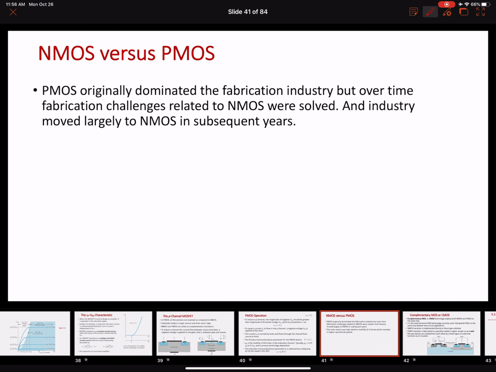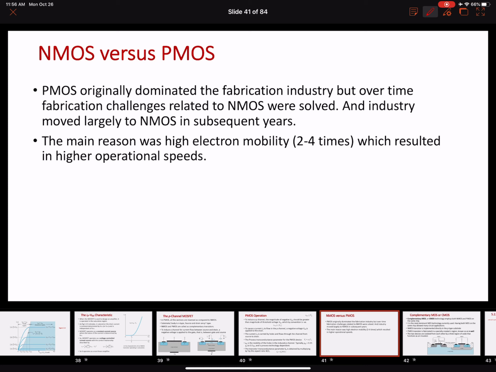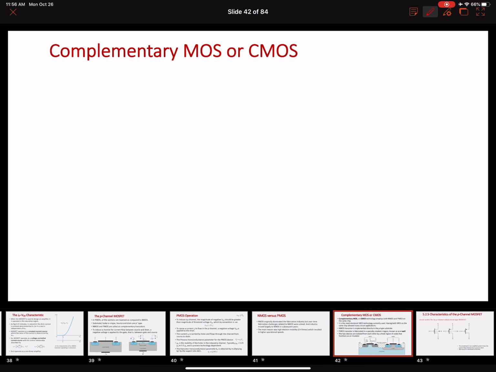So when these MOS transistors came into being initially, due to the slight ease in fabrication, PMOS transistors were more widely used. However, when the NMOS fabrication challenges were solved, due to the higher mobility of the electrons, NMOS are more widely used now. And the main reason, again, we discussed, is that electron mobility is 2 to 4 times higher, resulting in a higher operational speed of the transistors.